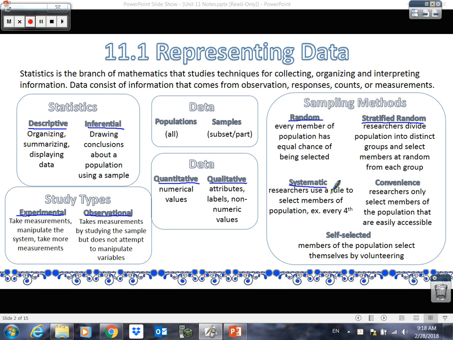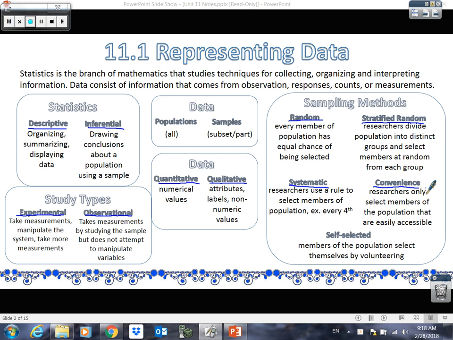We have systematic. That's where a researcher would use a rule, like they're going to use in their sample every fourth. Maybe they'll put people in alpha order and pick every fourth one, something like that. So there's a kind of rule that they would use to select the people, or objects, that they want to have in their data. There's convenience sampling, and that's where a researcher basically just uses the population that's easily accessible, the easiest ones to use. That's convenience. It's a convenience sample. They actually have a thing like that.